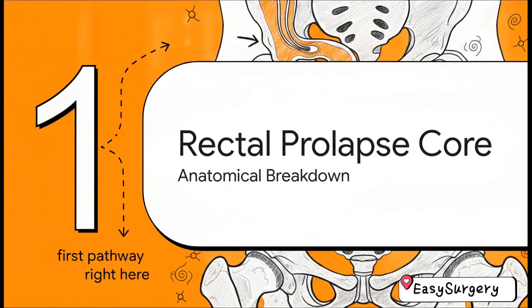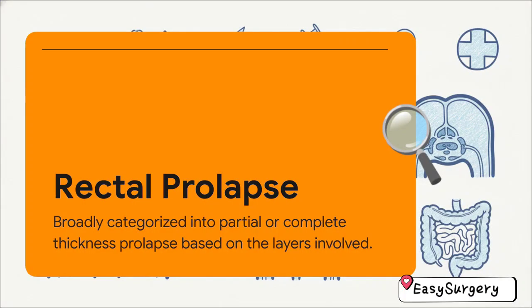All right, Section 1, Rectal Prolapse, Core Concepts, focusing on the anatomical breakdown. We're starting our first pathway right here. First things first, we need to define rectal prolapse immediately because the treatment hinges entirely on the specific tissue layers involved. Rectal prolapse isn't just one single event. It's broadly categorized into either a partial or a complete thickness prolapse. Understanding the difference between these two forms is literally the bedrock of clinical management.